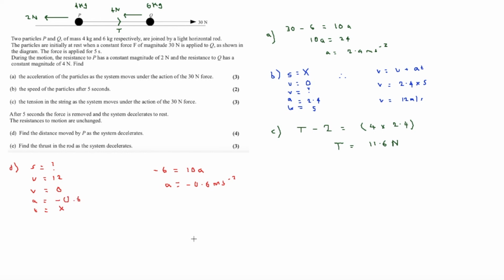So that's minus 0.6. So therefore the equation we will be using is going to be v squared is equal to u squared plus 2as. Therefore 0 is equal to 144 minus 1.2 s. So 1.2s is equal to 144. Therefore s is equal to 120 meters.